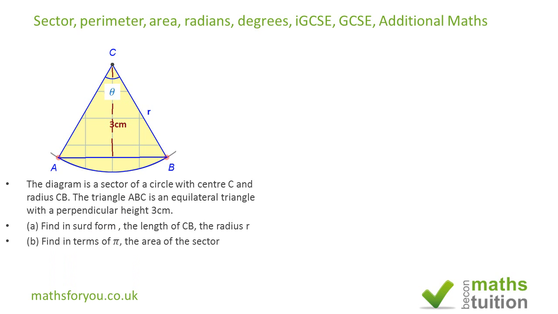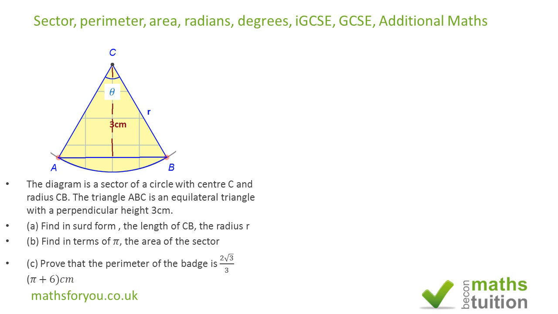Secondly, we're supposed to find, in terms of pi, the area of the whole sector there. And thirdly, we're supposed to prove that the perimeter is 2√3/3 times (pi plus 6) centimeters.